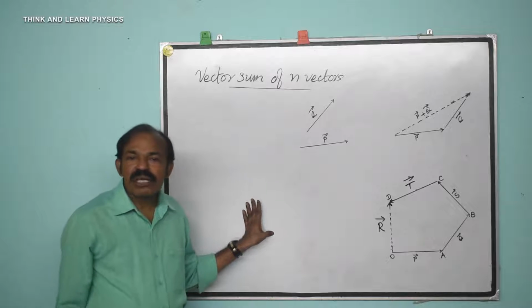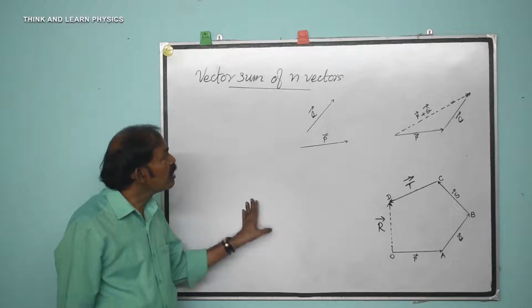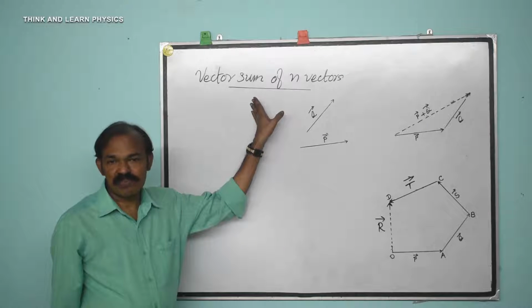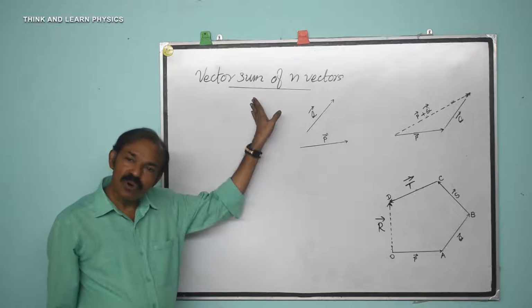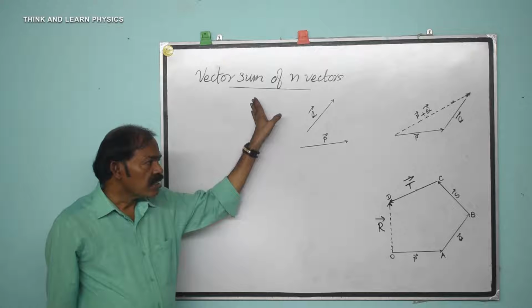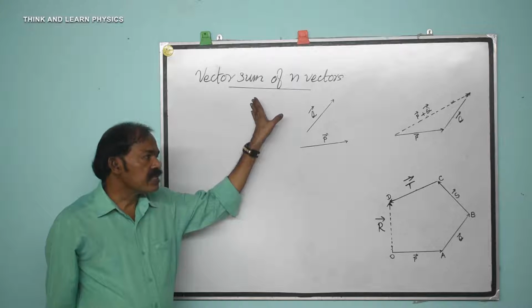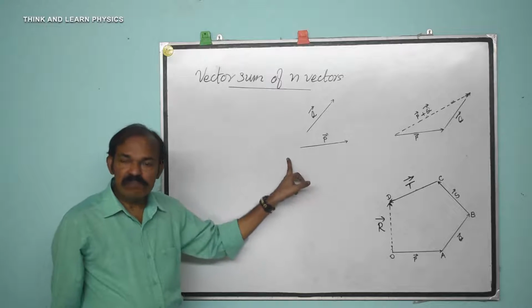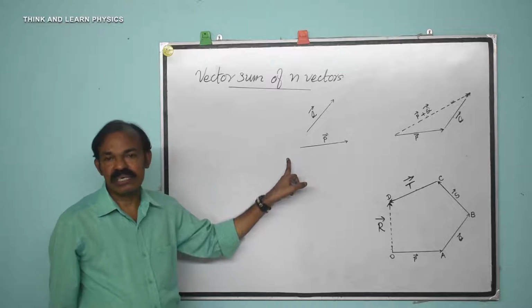Hello. Today we are going to learn how to add n vectors. That means it can be more than 2 vectors. It can be 3, 4, 5, etc. Before studying that, we have to remember the triangle law of vector addition.